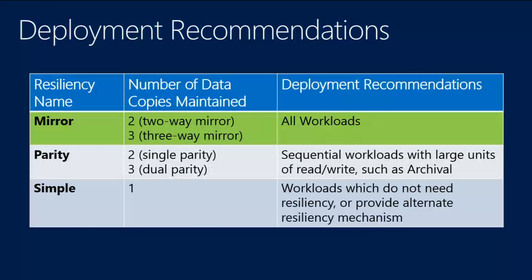Now, here are some examples of the resiliency settings we have. Mirror and parity spaces maintain 2 or 3 copies of my data. We recommend mirror spaces for all types of workloads. Mirror spaces will give you the best performance. Parity spaces, we recommend more for sequential workloads with large units of read and write, such as archive workloads. And a simple space is appropriate only for workloads that do not have resiliency or provide alternative resiliency mechanisms, such as replication. Now, you can take a look at this slide later on as the deck is available.